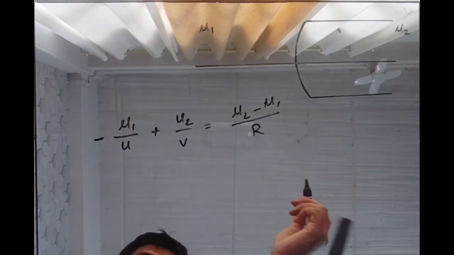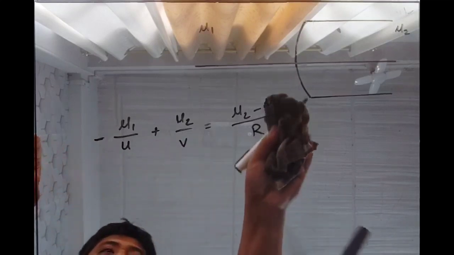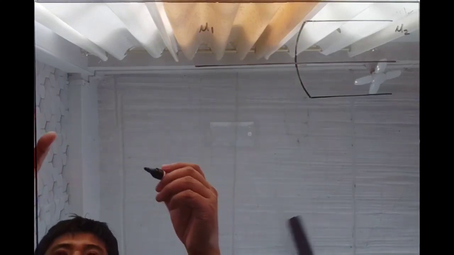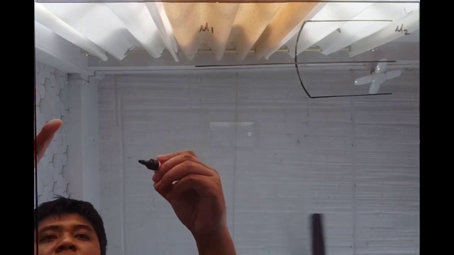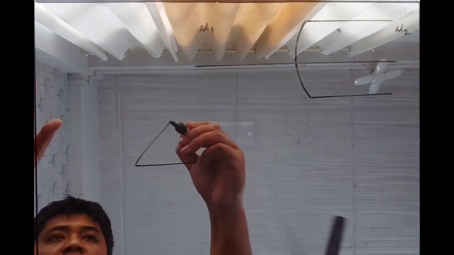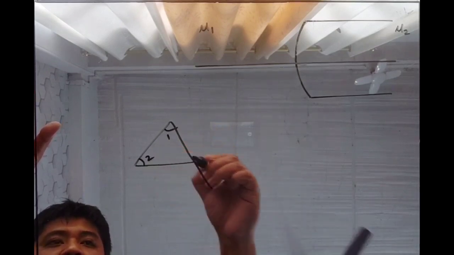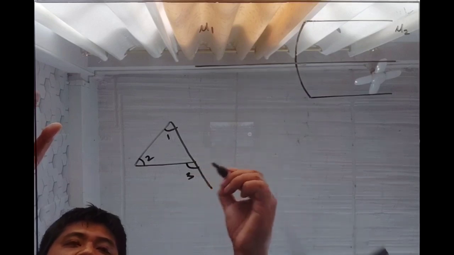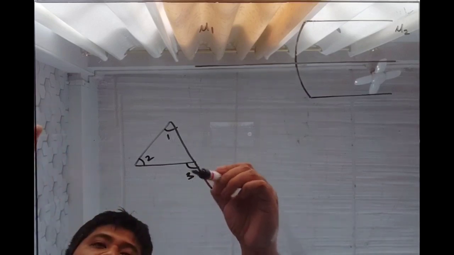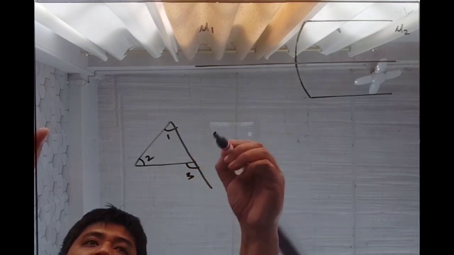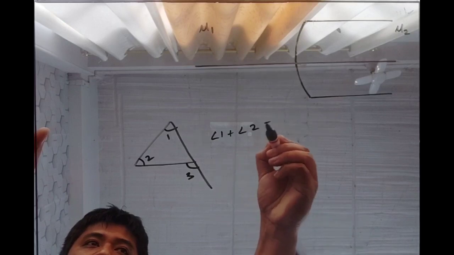Before we start deriving, let us go back to some important points you should remember. The first one: exterior angles. In class 9 or class 8 you may have learned about exterior angles in a triangle. Let this be angle 1, angle 2, and this is angle 3. The exterior angle is equal to the sum of the two interior angles. Angle 1 plus angle 2 equals angle 3.